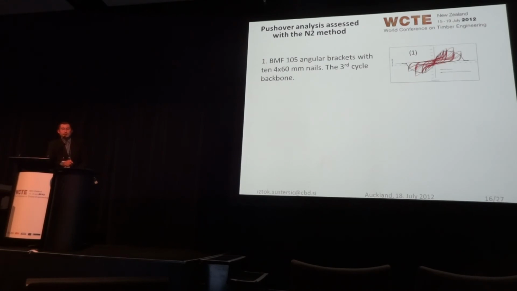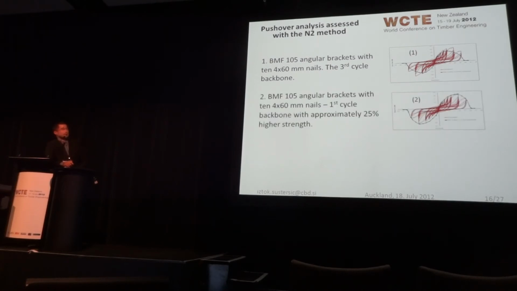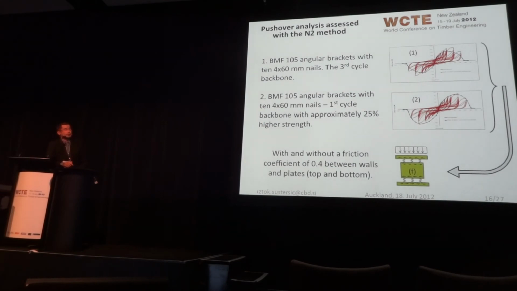So what we were doing is that we did a few analyses. For example, one was with the third response cycle backbone. The other one was with the first response cycle backbone. The difference between the two strengths is about 25%. And then we also took into account a friction coefficient of 0.4 between walls and plates, to see what happens.